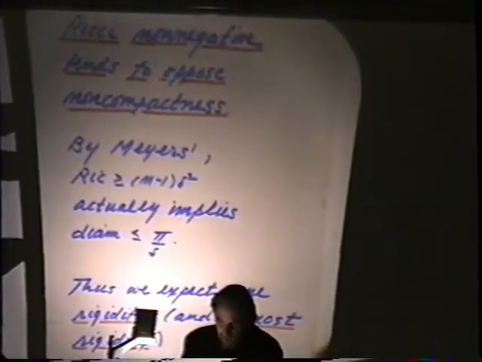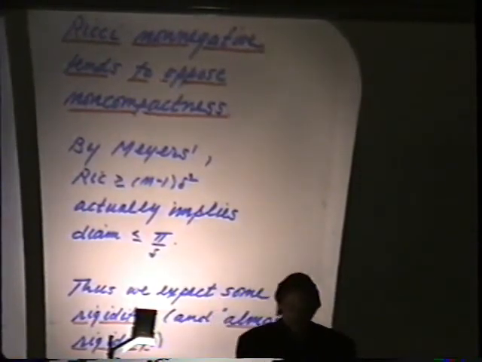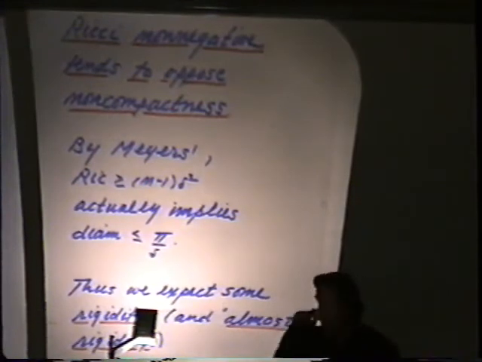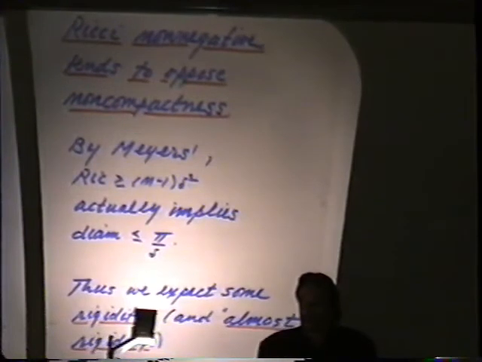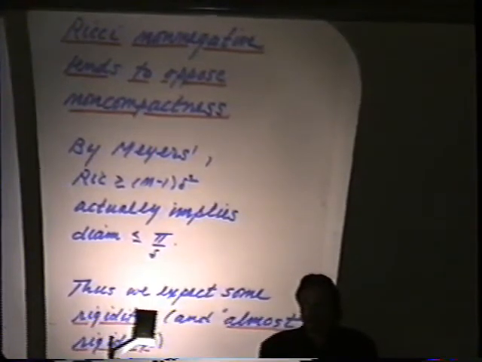So the reason why at this point we might hope to observe something interesting is that non-negative Ricci curvature, if it were actually true, tends to oppose non-compactness of the manifold.